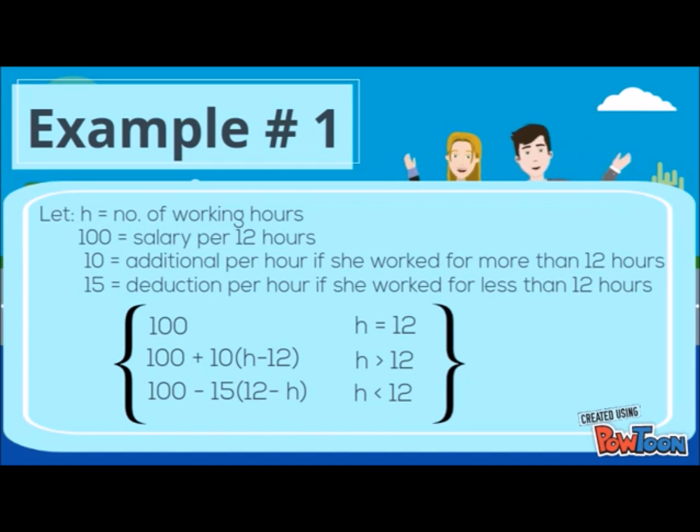For our second condition, we have $10 additional per hour if she worked for more than 12 hours, and that gives us the function 100 plus 10 times H minus 12 if H is greater than 12. And the last condition is a $15 deduction per hour if she worked for less than 12 hours, and that gives us the function 100 minus 15 times 12 minus H if H is less than 12.